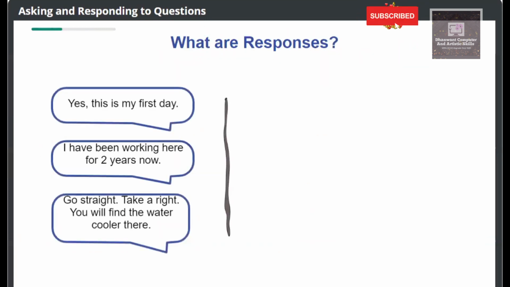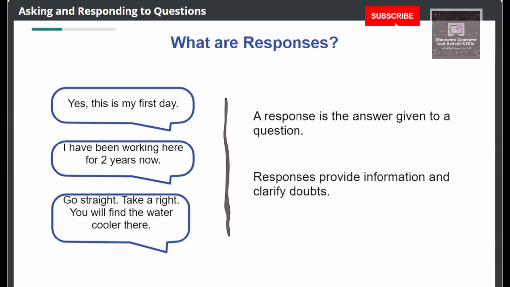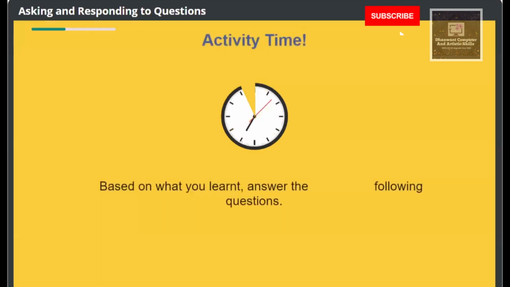What are responses? A response is the answer given to a question. Responses provide information and clarify doubts. Based on what you learned, answer the following questions. Click on the Begin button to answer the questions.